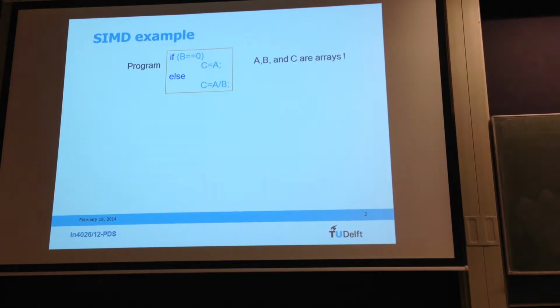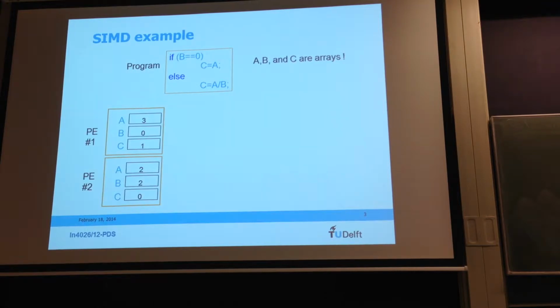Now, how does this work? Well, let's take a simple example. We have a program. If b is equal to 0, then c is a, so a is assigned to c. Else c is equal to a divided by b. But instead of a, b and c being scalars, they are vectors or arrays here. Right? Because we're talking about multiple data units.